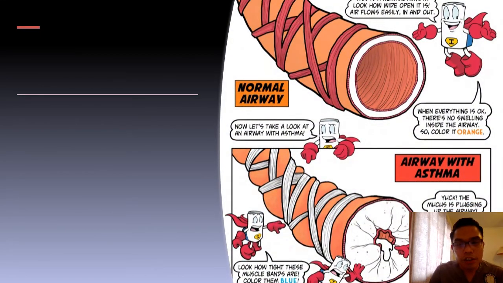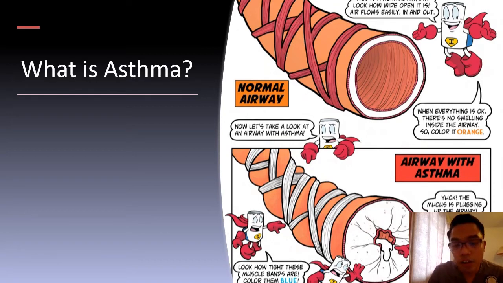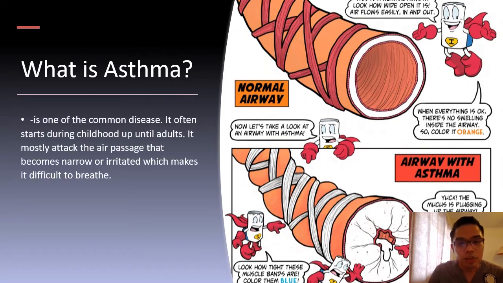There are different diseases or problems that our lungs encounter. What I'm going to talk about is asthma. Asthma is one of the common diseases, and it is prevalent in different age groups, from children up to adults. It often starts during childhood. It mostly attacks the passageway of air and makes the air passage very narrow.